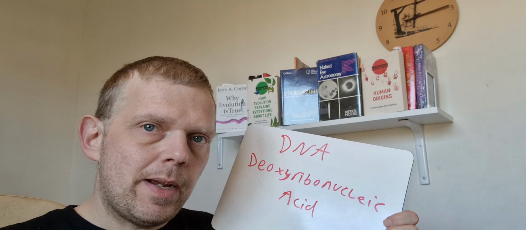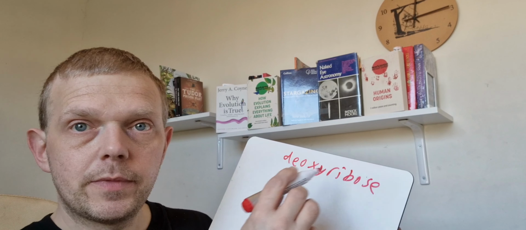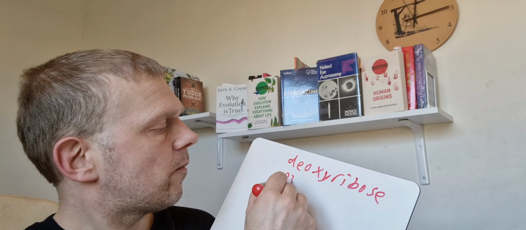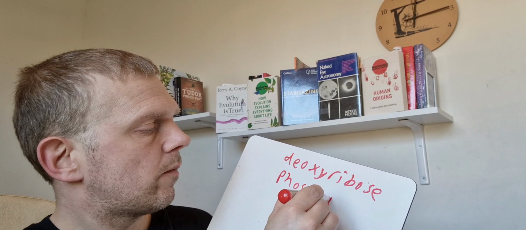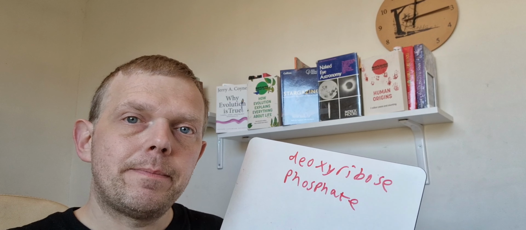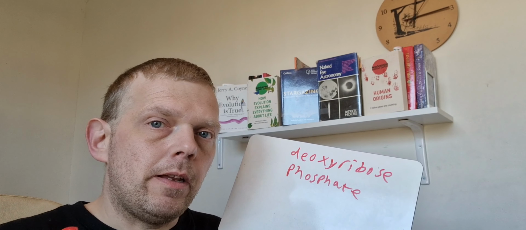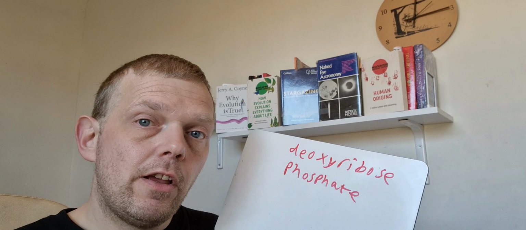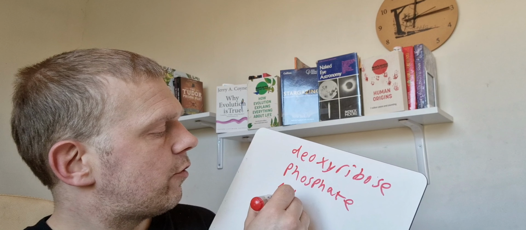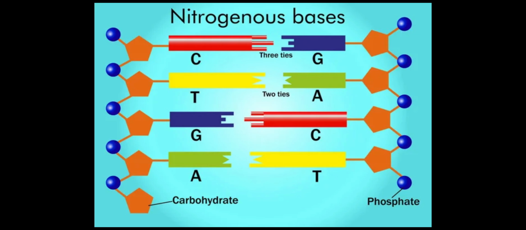And DNA is made up of nucleotides, which in turn are made up of three components: a sugar called deoxyribose, a phosphate, which is an electrolyte, and electrolytes are electrically charged minerals. And thirdly, nitrogenous bases. These are bases with nitrogen.